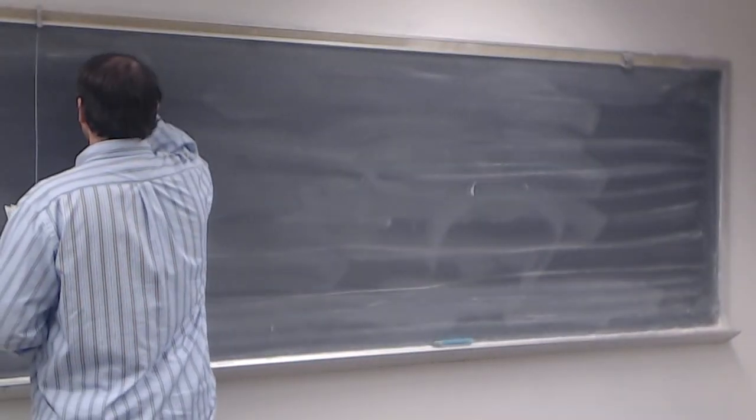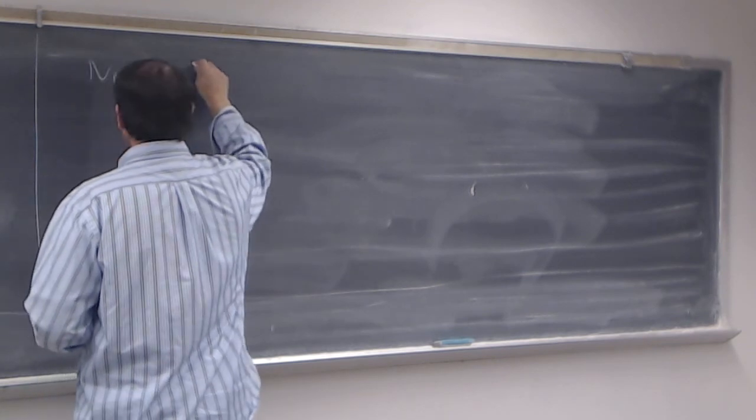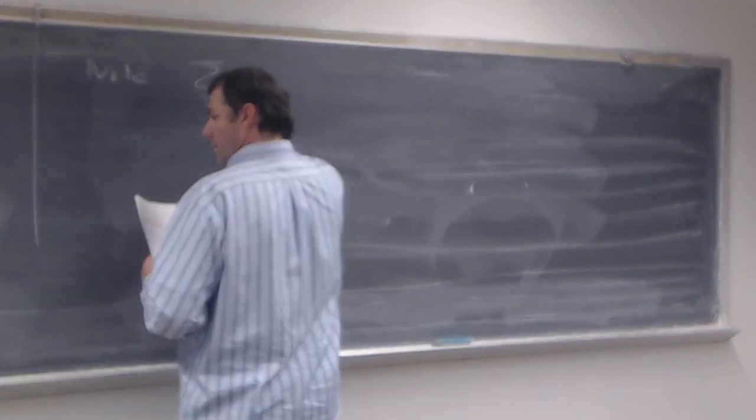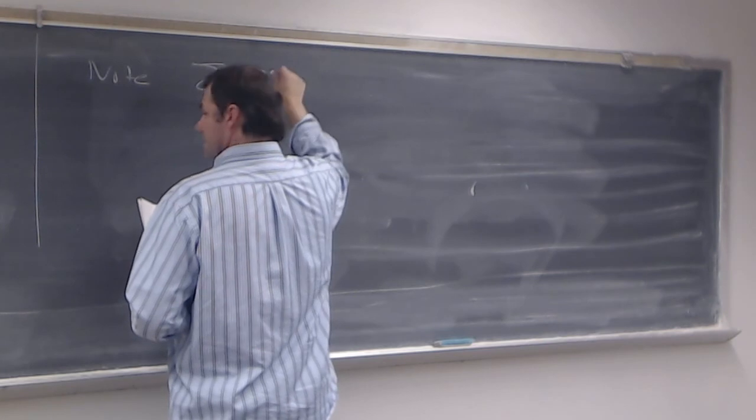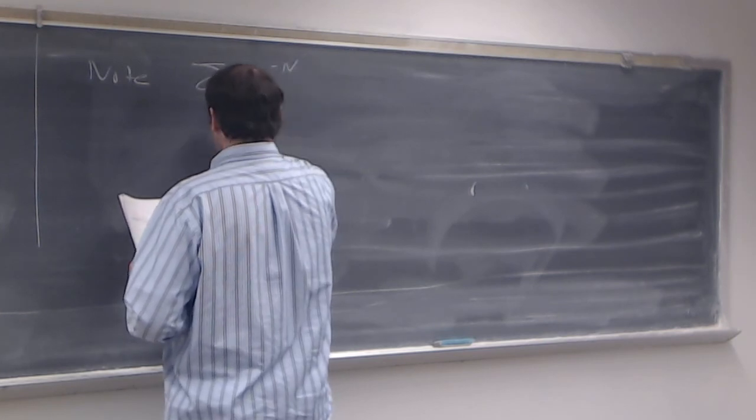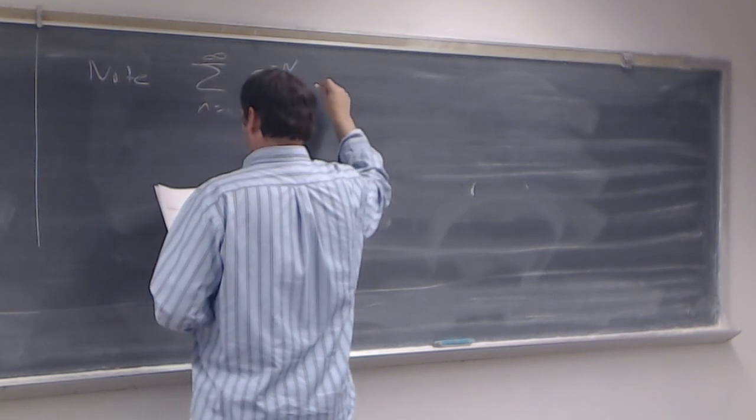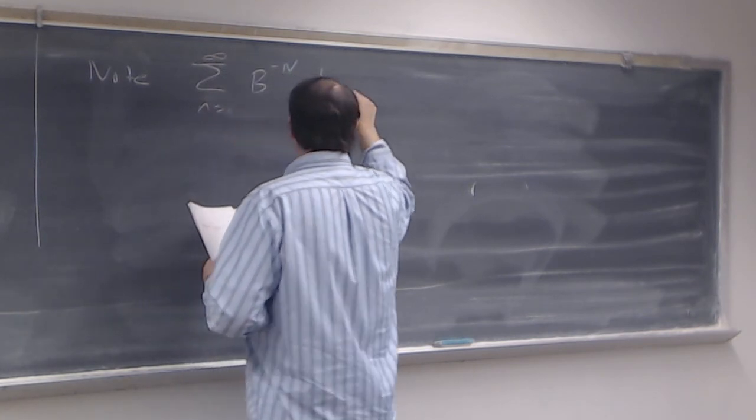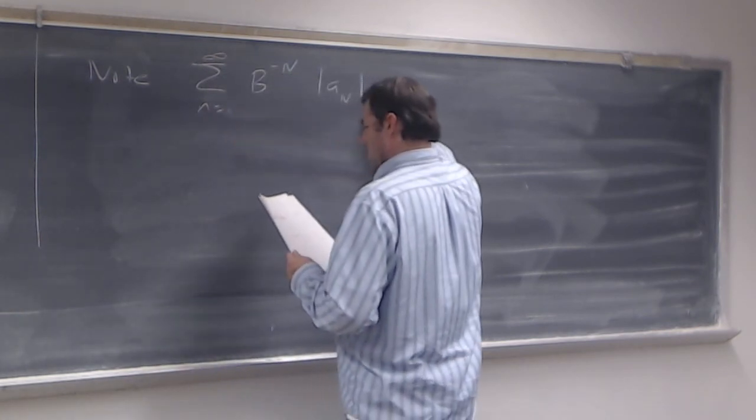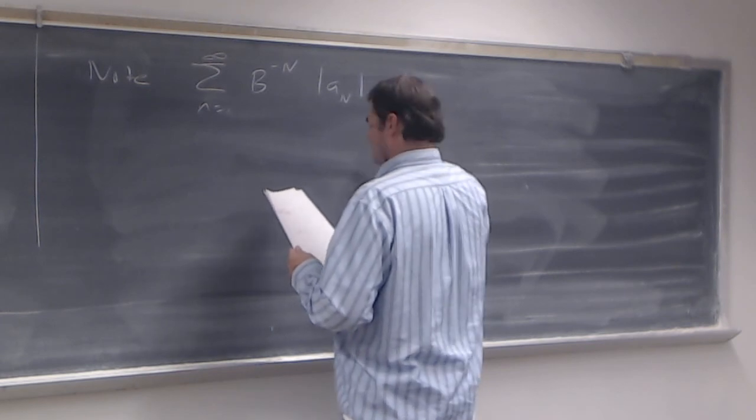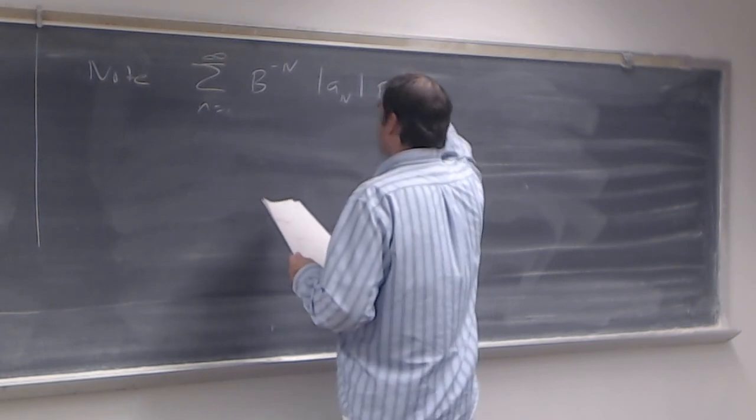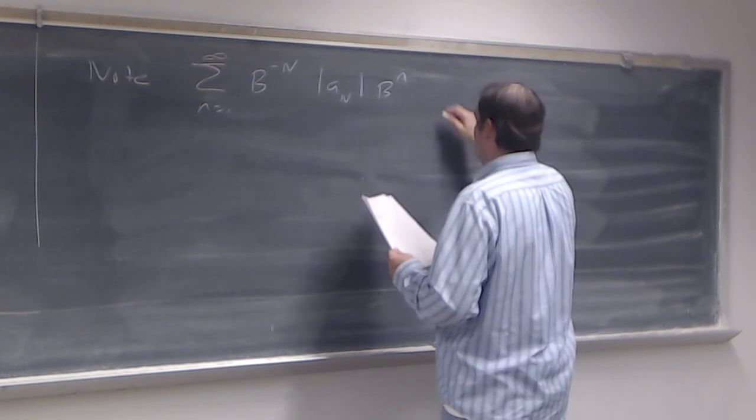Note the sum of b to the minus n, as n runs from 1 to infinity, times the norm of a sub n, times b to the n, converges.